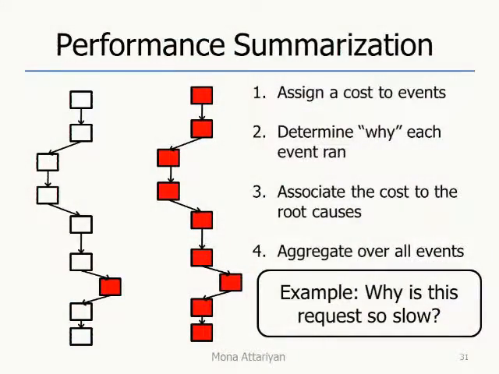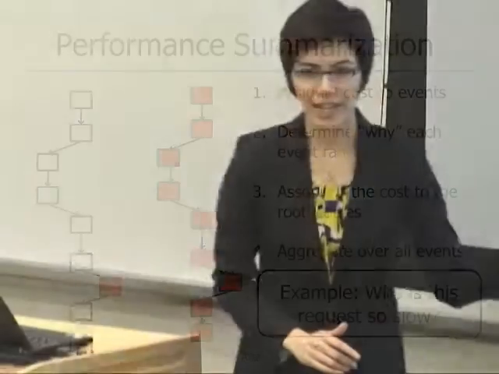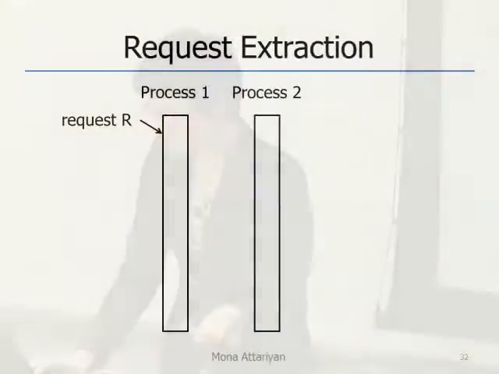So I'm going to use one of the examples that I told you in the last slide. I'm going to walk you through X-ray and tell you how exactly it works. So let's say you have a server, it's handling requests, and one of the requests is particularly slow. We want to know why. So first step, as I mentioned, X-ray analyzes execution, but here we are interested in the execution that's related to that single request, not the entire execution.